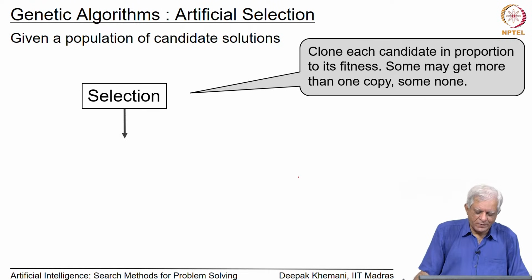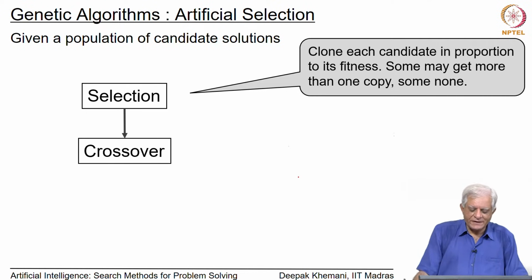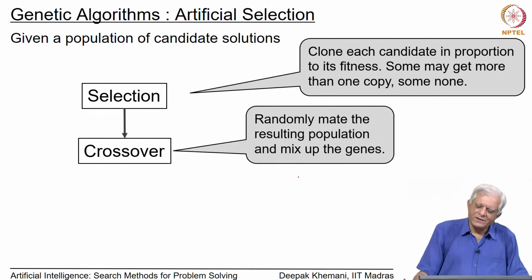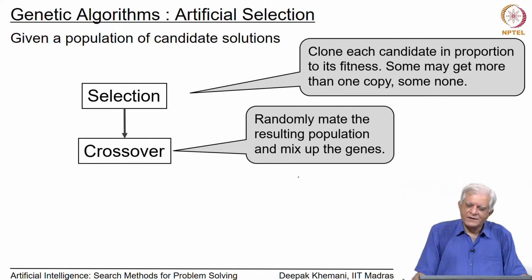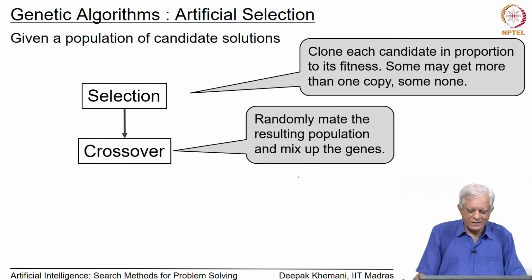Having created a new population, or selected a fitter population, we next do the mixing up of genes in the operation which is called crossover. The way crossover is done in genetic algorithms is that you randomly mate the resulting population and mix up the genes, through this process called crossover, which we had a brief look at in the last session, but we will have a more detailed look now onwards.